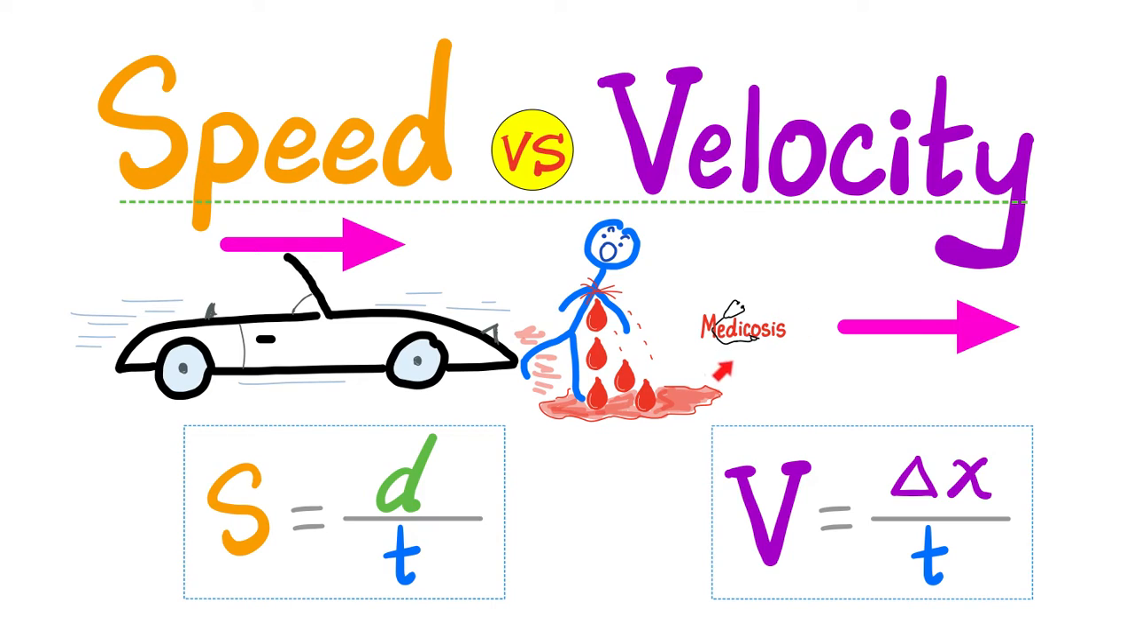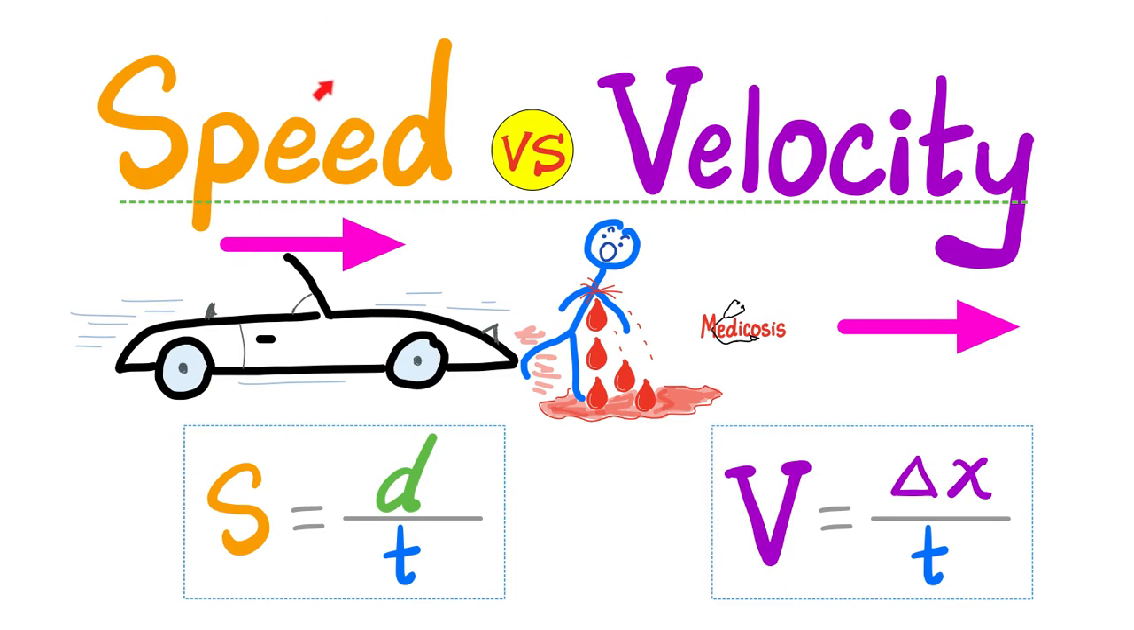Welcome back to my physics playlist. In previous videos, we had an introduction to physics. We talked about scalars versus vectors. We talked about distance versus displacement. Today, let's talk about speed versus velocity. Speed with an S is scalar with an S, but velocity with the V is a vector with a V.